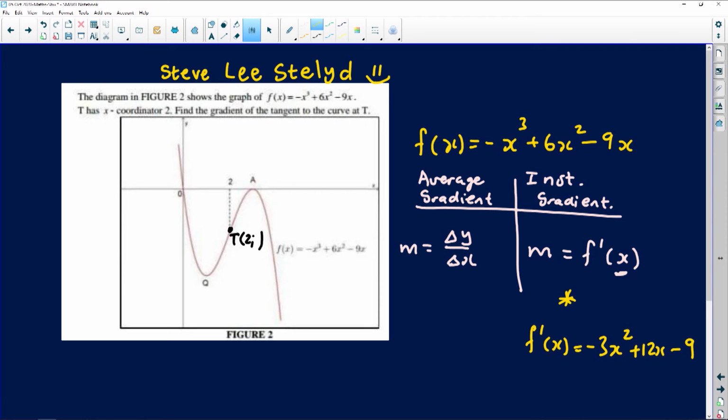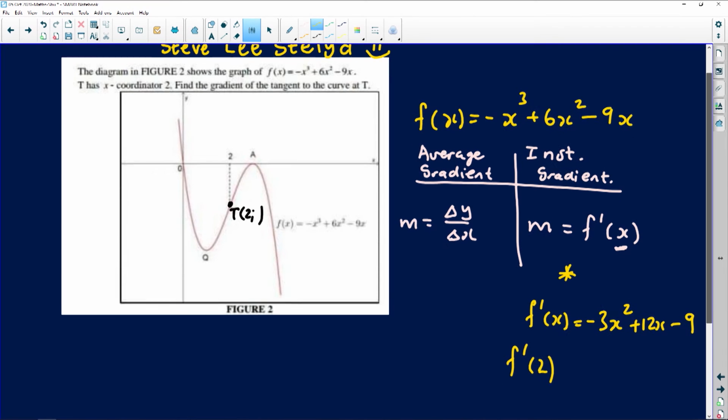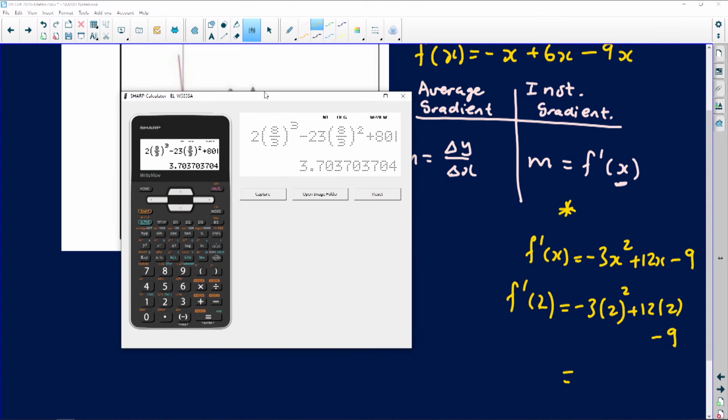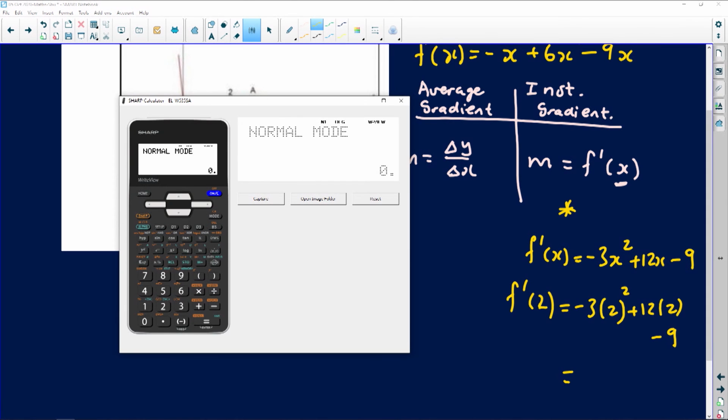So we want the gradient. This is the formula for the gradient at any x value. We want it when x is 2. Why? Because at T, x is 2. So you're going to just substitute 2 everywhere you see x: negative 3x squared plus 12 into 2, of course, minus 9. Calculator is an instrument, not a monument, so you people should use it, right? Particularly if you feel like you might make mistakes with signs and those kinds of things.